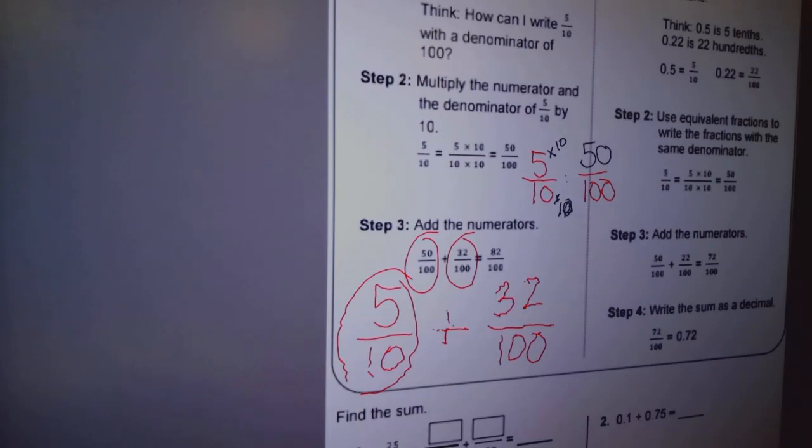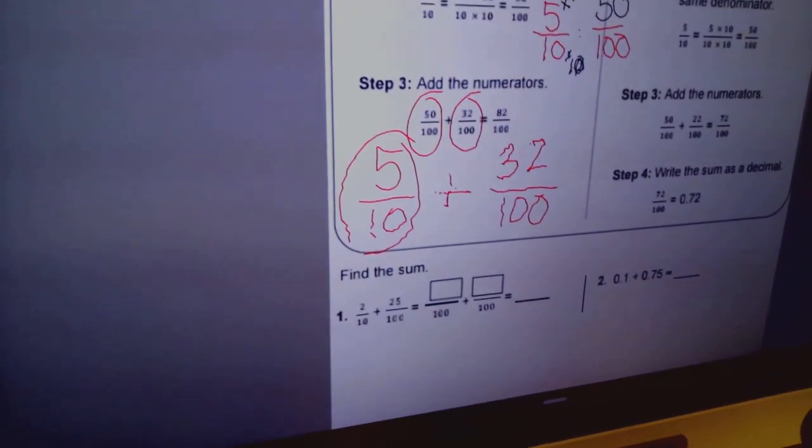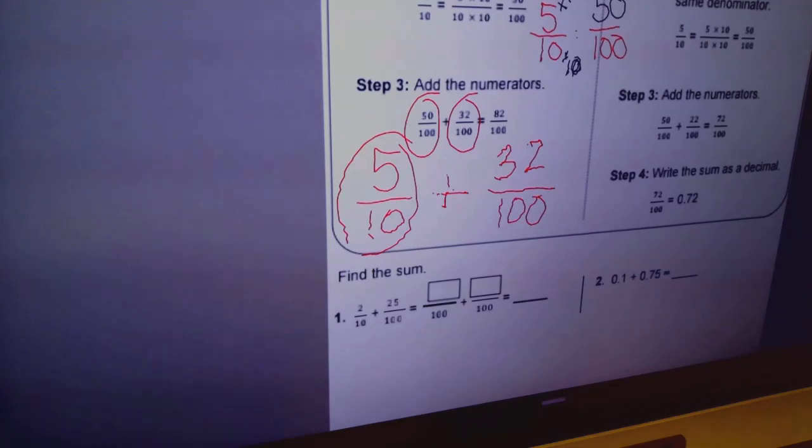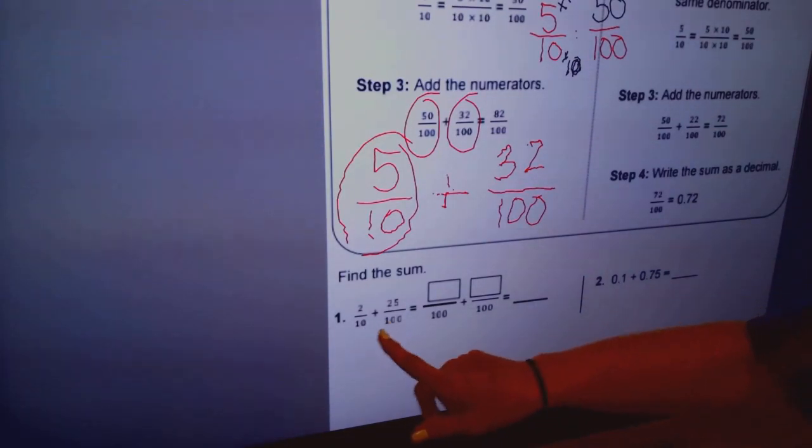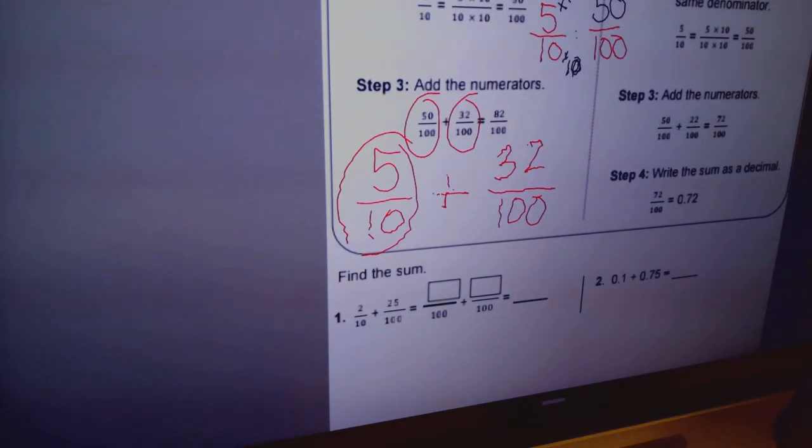So we'll look at an example where we need to rewrite these fractions as equivalent fractions so that we have common denominators. So this is the best we got. This says 2/10 plus 25 hundredths.